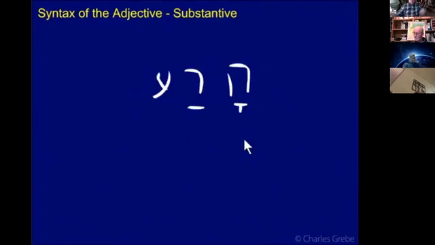Hara is another example. Ra means evil or bad, so this would mean the evil or the bad, or that which is evil, something like that, if it's functioning substantively. Again, context will tell you. Notice, by way of review, you have a qamets here, right? Because you can't double a resh, so you have compensatory lengthening.